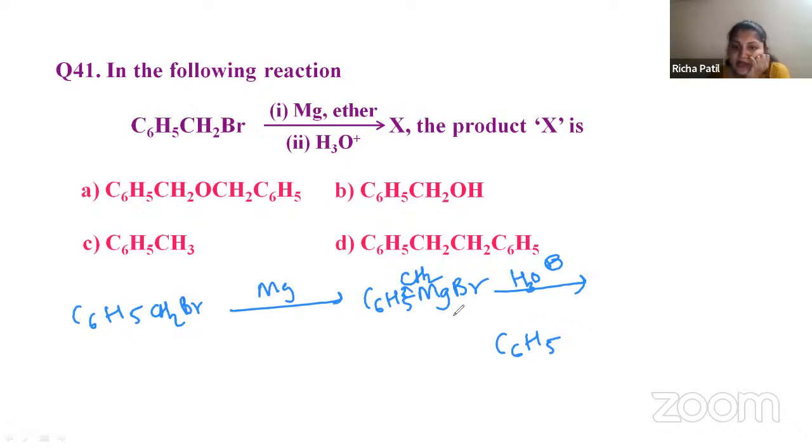Then this will undergo hydrolysis, so the MgBr will be removed and it becomes CH3. The answer is C. If it undergoes hydrolysis here, what does it form? C6H5CH2MgBr on further hydrolysis will give you C6H5CH3. Yes, correct. So it is C.